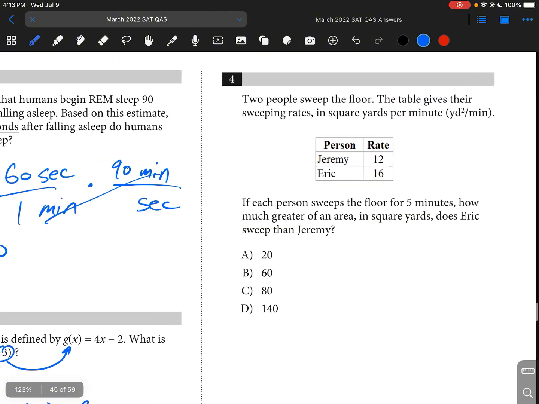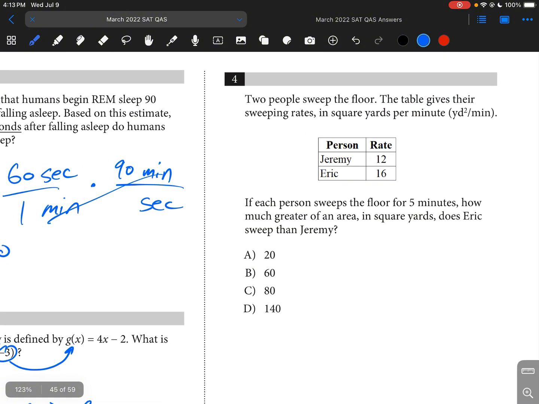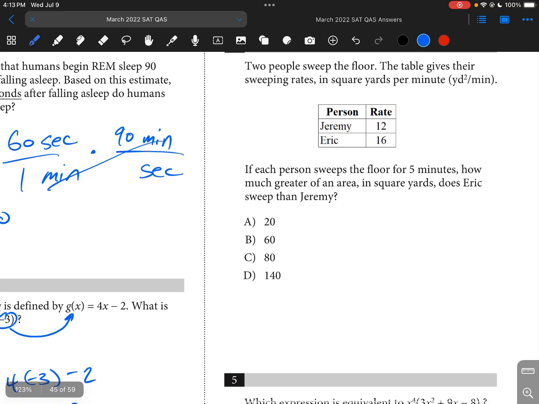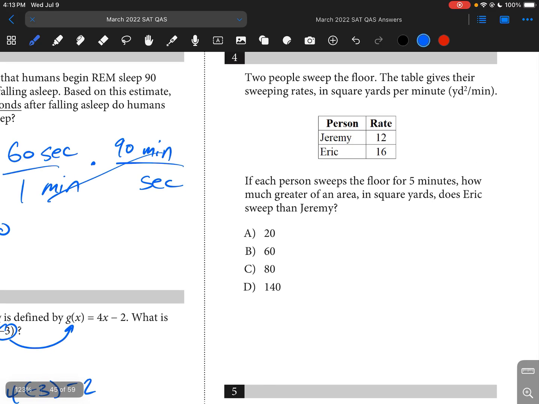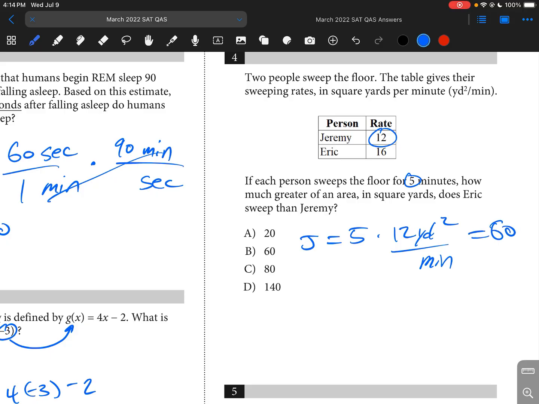For number 4, 2 people sweep the floor. The table gives their sweeping rates per minute. If each person sweeps the floor for 5 minutes, how much greater of an area does Eric do than Jeremy? Okay, so you just gotta see how much of the floor they sweep after 5 minutes. So Jeremy sweeps for 5 minutes at a rate of 12 yards squared per minute. So he sweeps 60 yards squared.